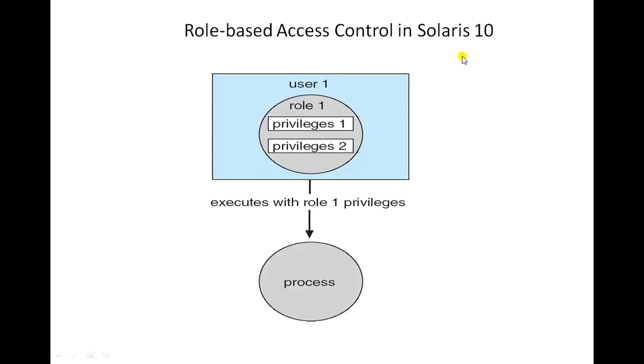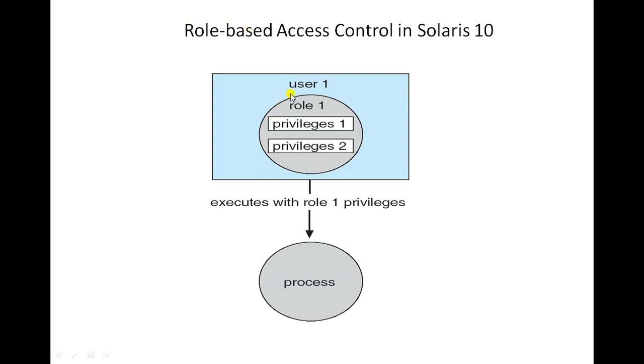The role-based access control in Solaris 10 can be defined like this. You know that Solaris 10 is basically a Unix system, which is a multi-user system. There will be multiple users executing multiple programs simultaneously. So it is a multi-programming, multi-user, multi-processing system, where multiple processes are executed simultaneously by multiple users.